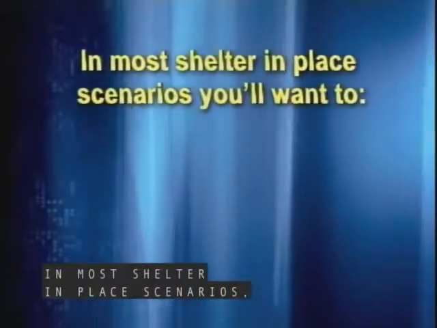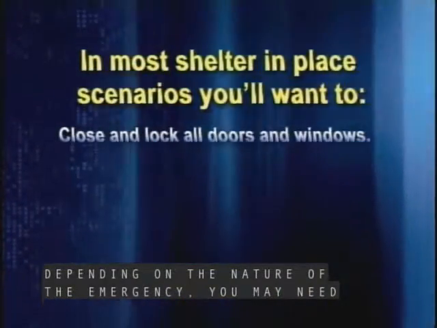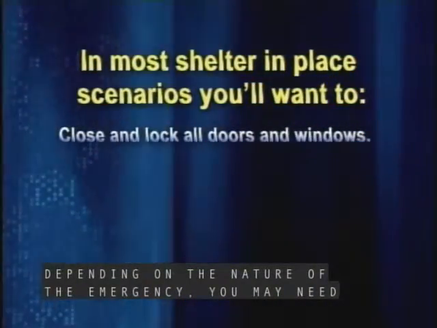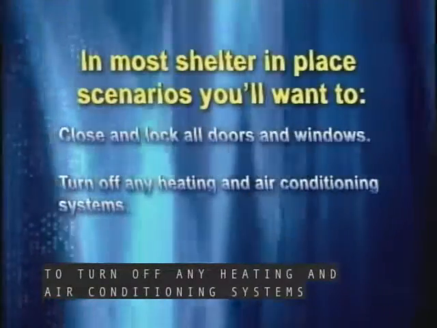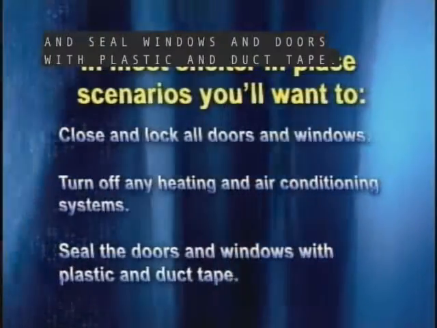In case of a disaster, you may need to either shelter in place or evacuate. In most shelter-in-place scenarios, you'll want to close and lock all doors and windows. Depending on the nature of the emergency, you may need to turn off any heating and air conditioning systems and seal windows and doors with plastic and duct tape.